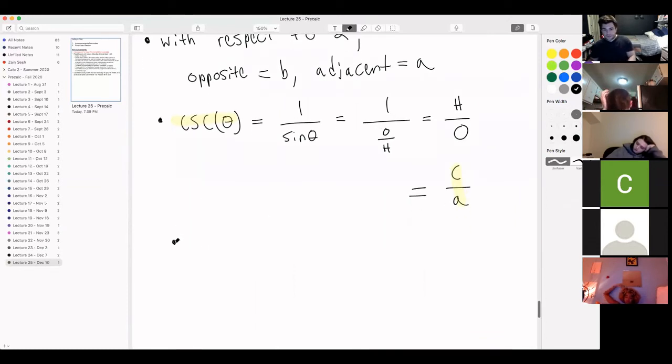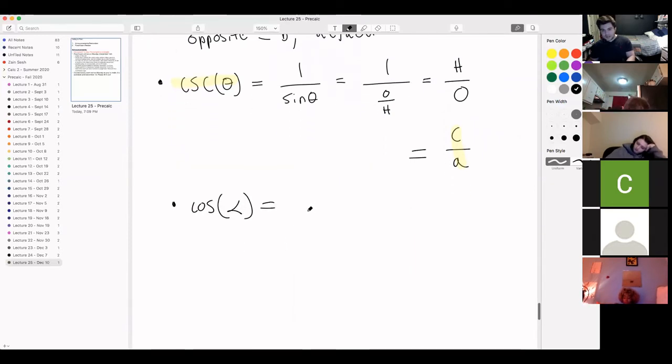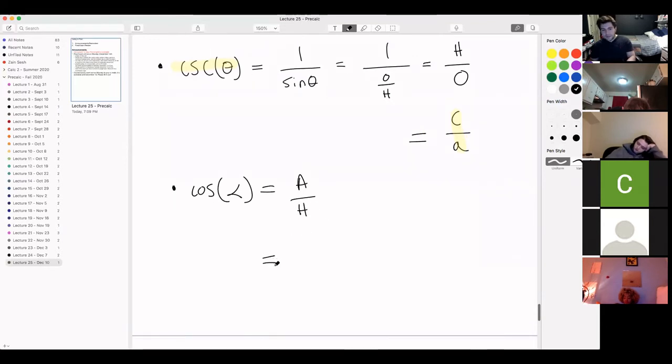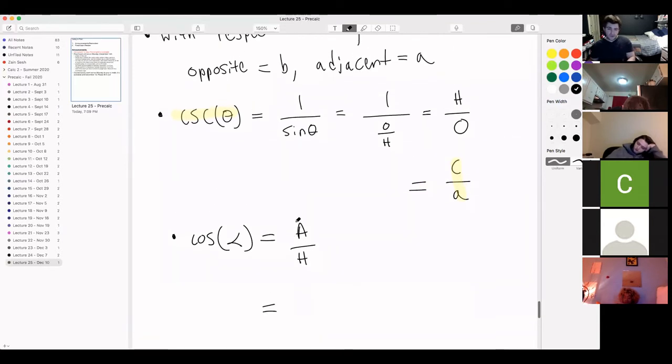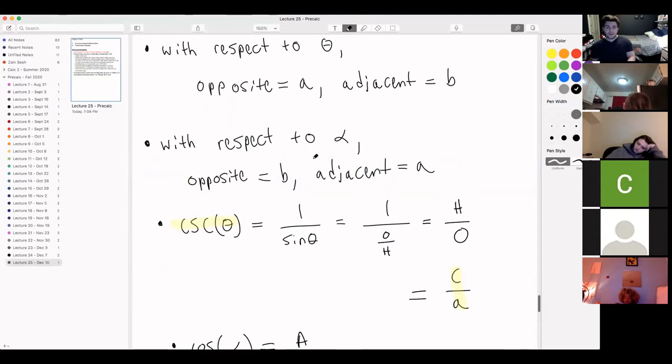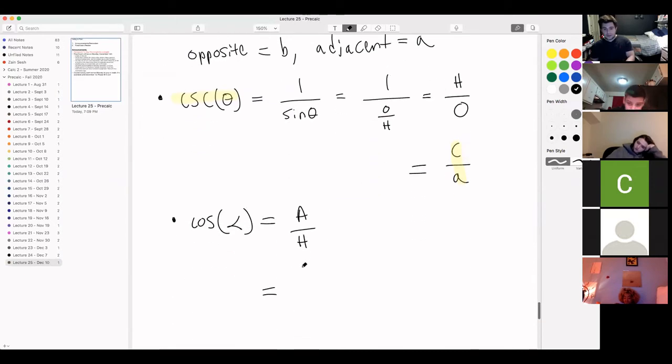Good. Let's do one more. How about cosine of alpha? Well, cosine is a little easier. Cosine by definition is adjacent over hypotenuse. But remember, the adjacent we're using is the one that is with respect to alpha. So you need to use this one right here. So adjacent is A, and hypotenuse is C. So cosine of alpha is A over C.